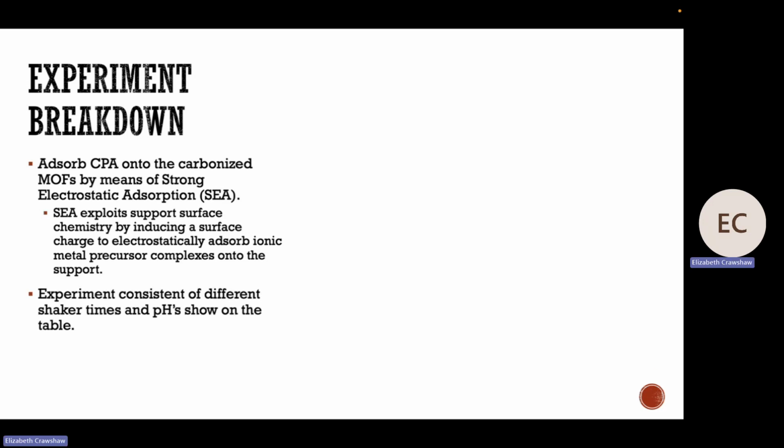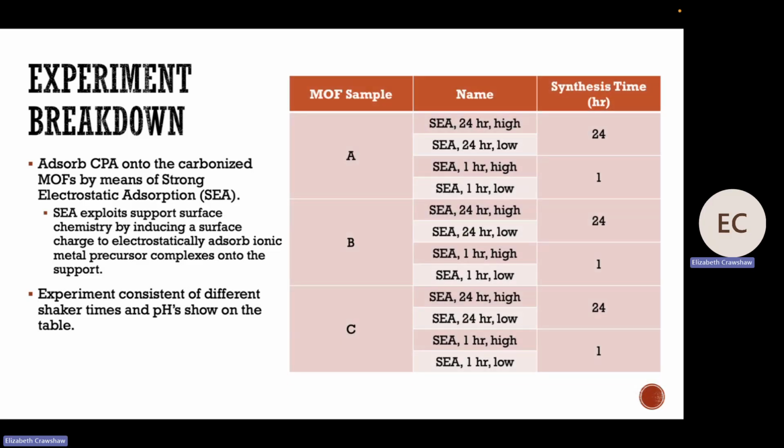So our experiment consists of different shaker times and pHs, which is shown on the table. We decided to do different amounts of shaker times because when we originally did an uptake survey, we were able to find the most optimal pH. We also noticed that with your different time ranges, there was a really slow diffusion rate, so you had a higher amount of platinum on the support with a 24-hour than you did on a 1 hour. So we wanted to see what those particle sizes look like.